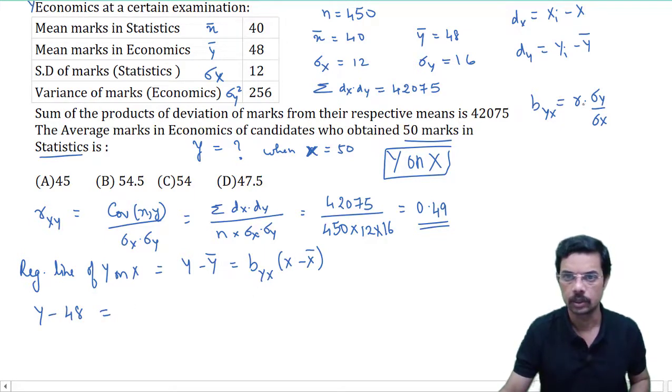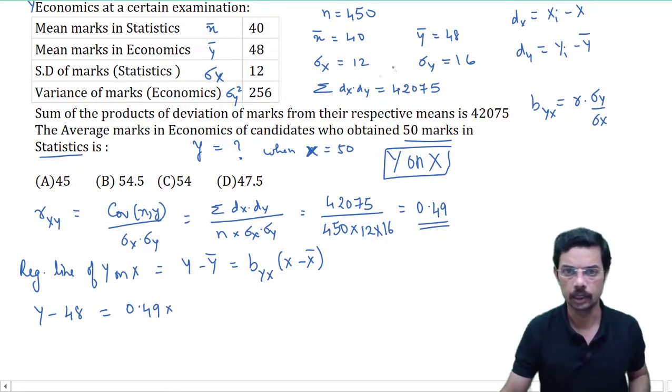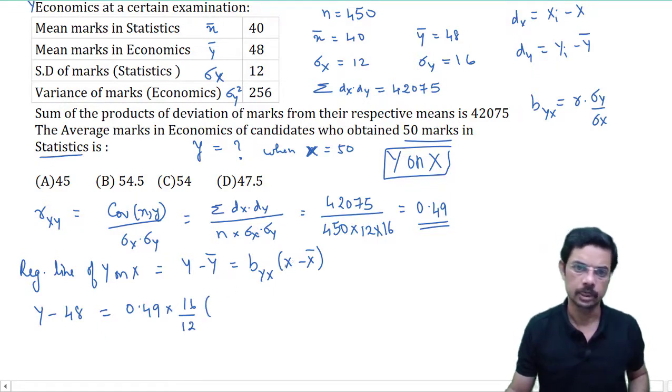Byx will be equal to r into sigma y by sigma x. So what is r? r is equal to 0.49. So it is 0.49 into sigma y. Sigma y is 16 divided by 12, into x minus x bar. What is x? X, then we have x bar. X bar is 12. Okay, sorry, 40. It is 40. Okay, so what we can do here is simplify this thing.